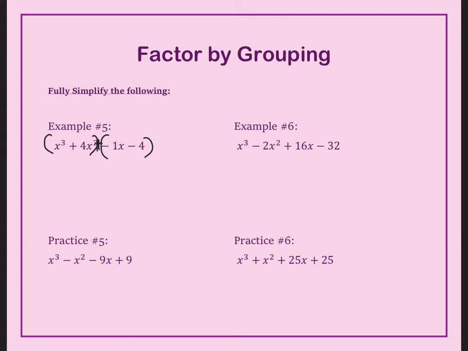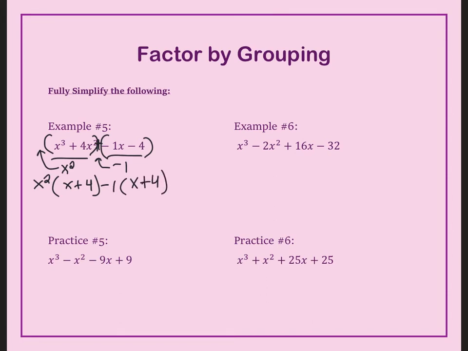In the first parentheses, I look at the numbers and the variables and what I can factor out. They both have an x squared in common, so I'm going to take out an x squared. On the second one, I don't see a number, but I do see a -1, so I am going to factor out the -1 and put it in front. When I divide by x squared, I get x plus 4. Here, when I divide by -1, I also get x plus 4.